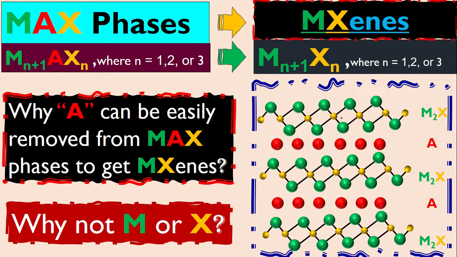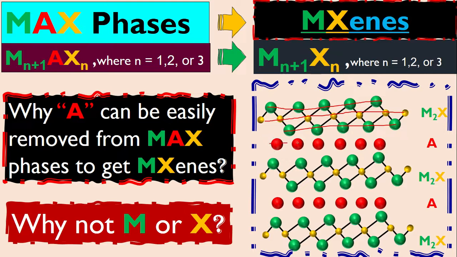Look into this structure of MAX phases. This is basically M atoms. This green is also an M atom. So this is basically M2. And these M atoms are bonded with X by a covalent bond. You can see here, it's a strong bond.